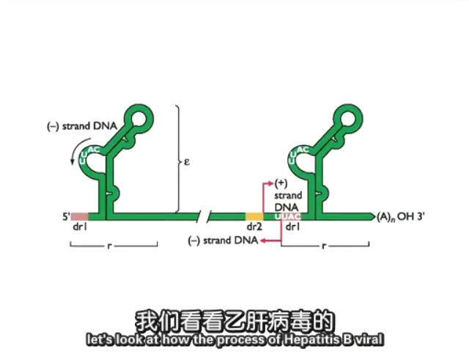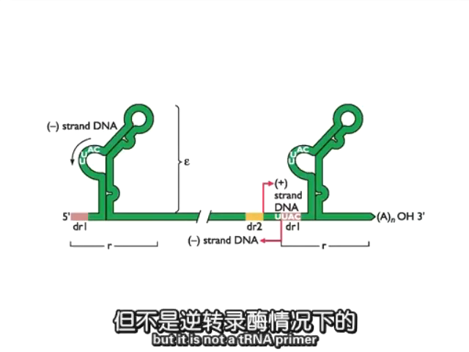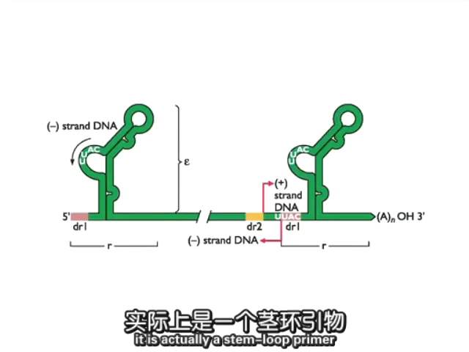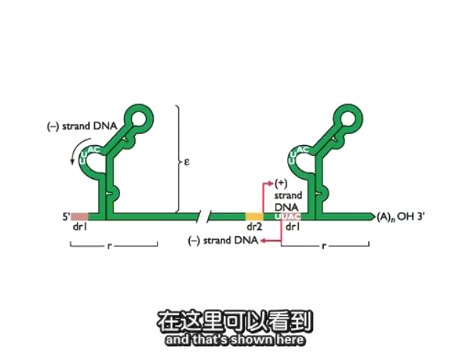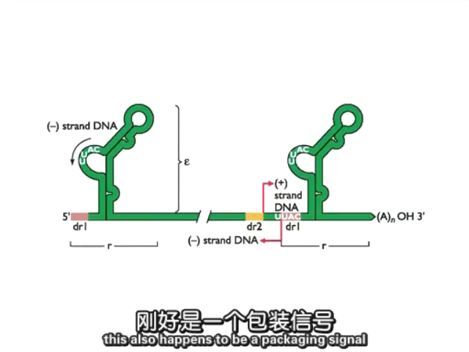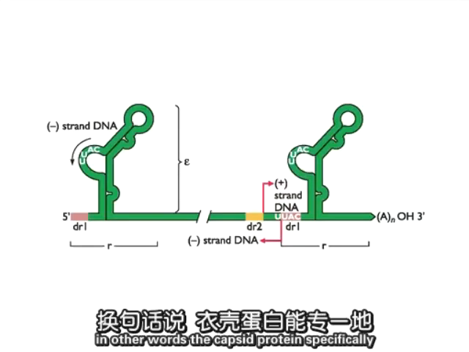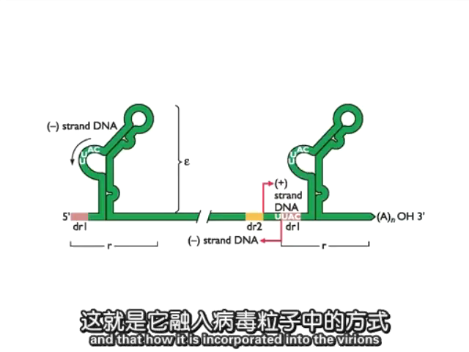Let's look at how the process of hepatitis B viral reverse transcription occurs. It begins with a primer, but it's not a tRNA primer as with retroviral reverse transcriptase. It is actually a stem loop primer built into the viral genome, and that's shown here. It also happens to be a packaging signal. Epsilon means it's a packaging signal. In other words, the capsid protein specifically recognizes this structure, and that's how it's incorporated into new virions.